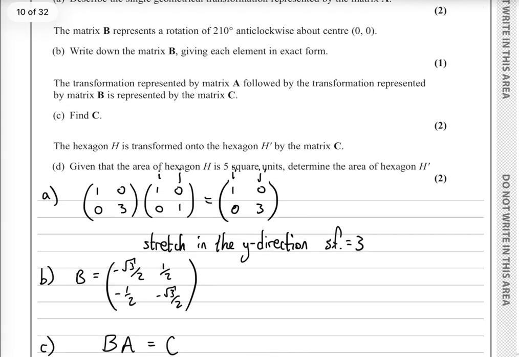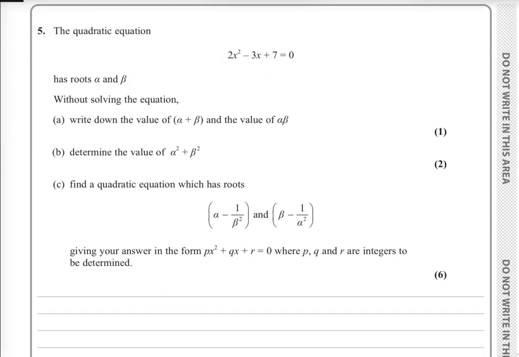That was the end of that. On to question 5. The quadratic equation given has roots alpha and beta. Without solving the equation, write down the value of alpha plus beta and the value of alpha beta.